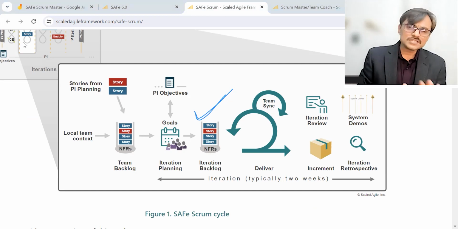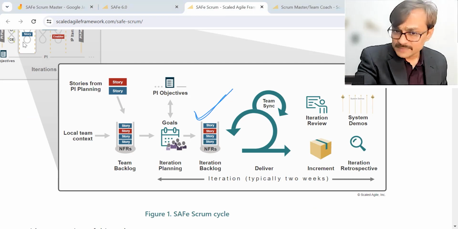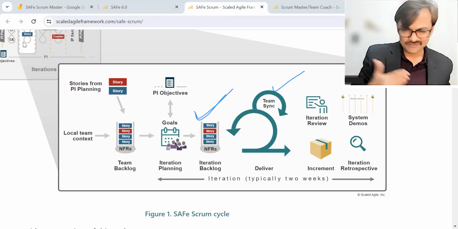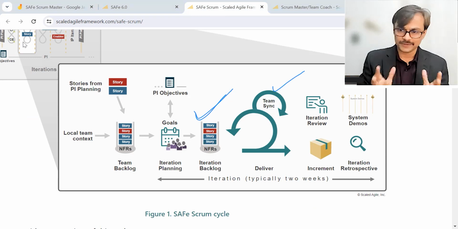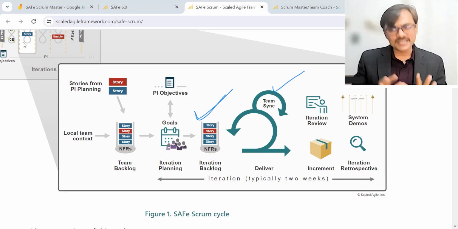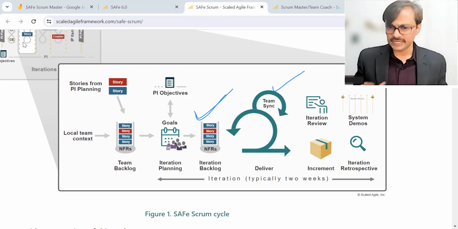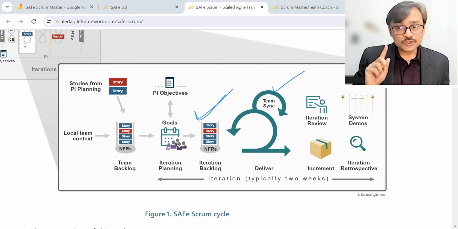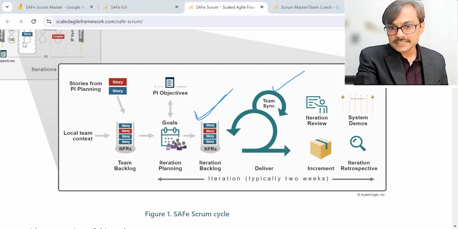Now, the rest of the process is more or less the same. You do a team sync meeting. They used to call it daily stand-up. Now they started calling it team sync from March 2023 onwards. They brought some revision here. So we can say we do a team sync meeting, which is like your daily Scrum, to ensure we are doing inspect and adapt.